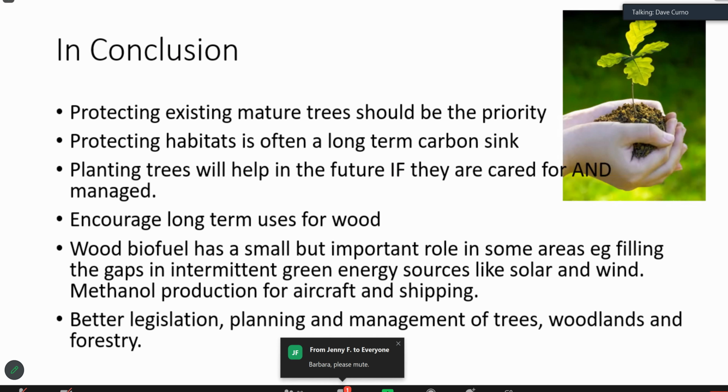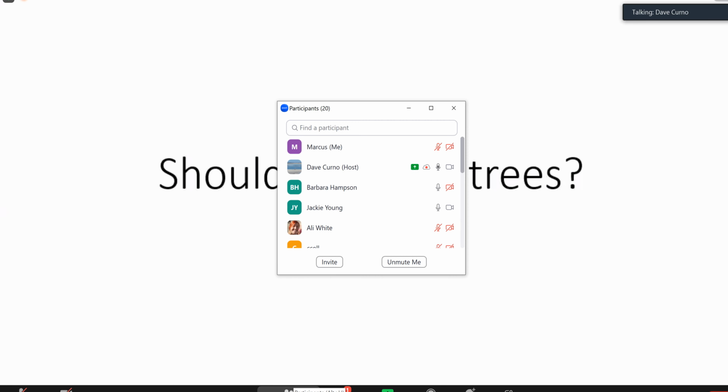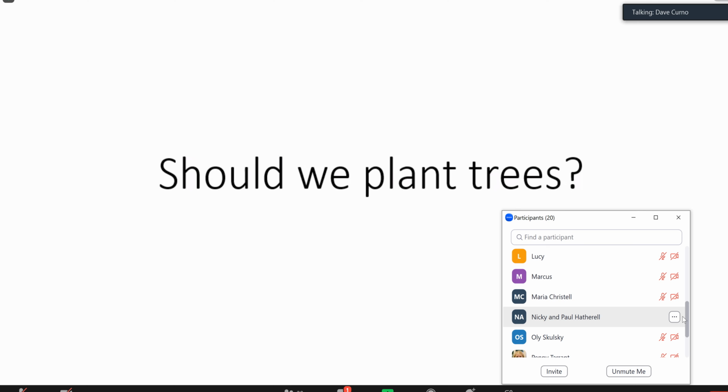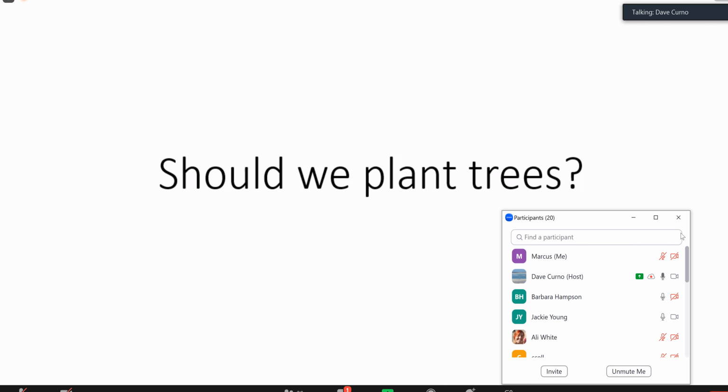Okay. So should we plant trees? Well, I suppose we should plant trees, but we need to know why we're planting trees. And we should plant trees not for reducing carbon dioxide now, but for reducing carbon dioxide in the future. And it really only starts 30 years down the line. It's best 50 years down the line. So what we're doing now is removing carbon dioxide from the atmosphere in 30, 50 years' time.